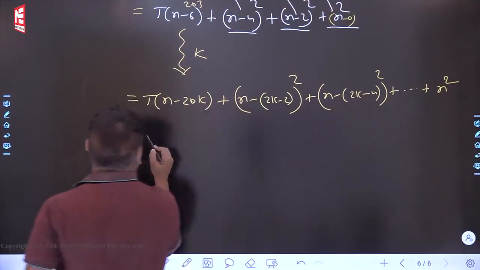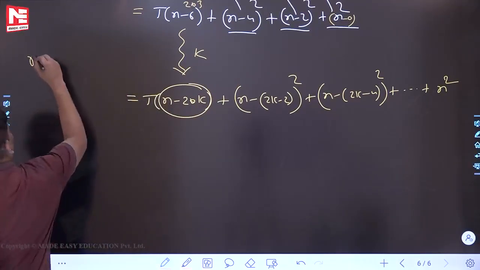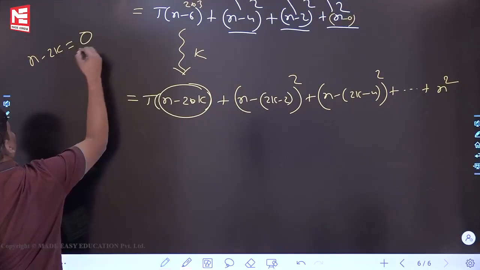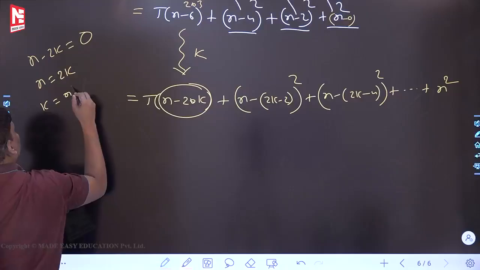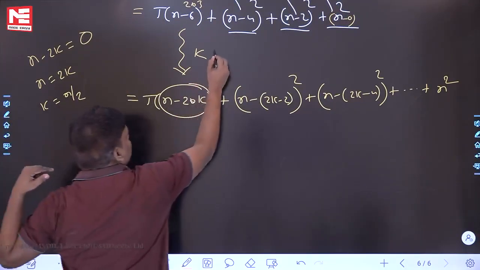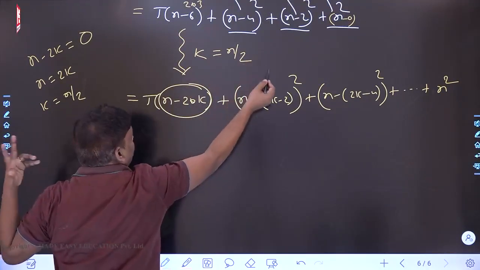Right? After completion of this, what is the answer? Termination condition. Let me write. N minus 2K is equal to 0, the same termination condition as the previous one. N is equal to 2K. K is equal to n by 2. If you always subtract 2, 2, 2, right, n by 2 times you have to do. K value is n by 2. So this K is nothing but how many times I should do to reach the termination condition.